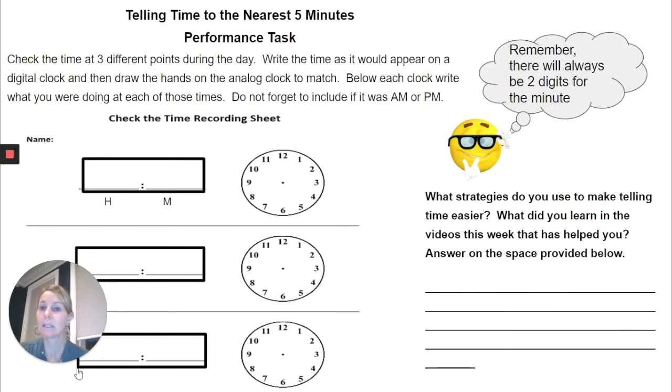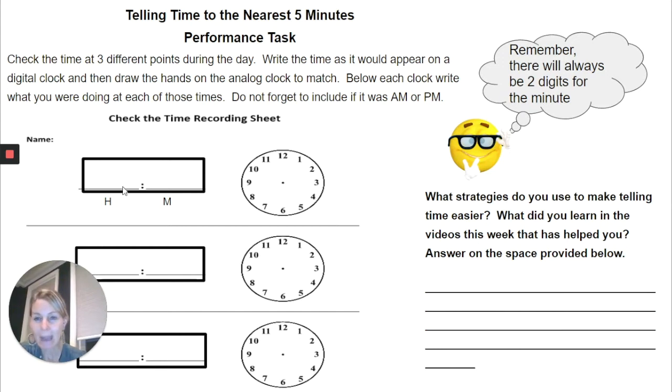Okay, so this looks a little bit different than the sheet that you will be able to print if you wanted to, but you do not have to, just because I had to fit it on the slide. Okay, telling time to the nearest 5 minutes. Check out the time at 3 different points during the day. Write the time as it would appear on a digital clock and then draw the hands on the analog clock to match. Below each clock, write what you were doing at each of those times. Do not forget to include if it was AM or PM.